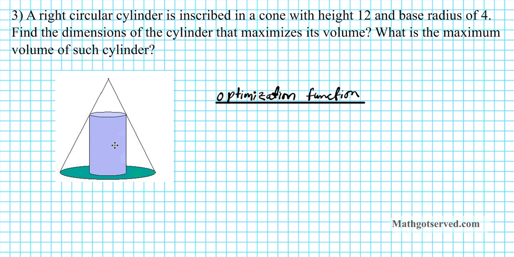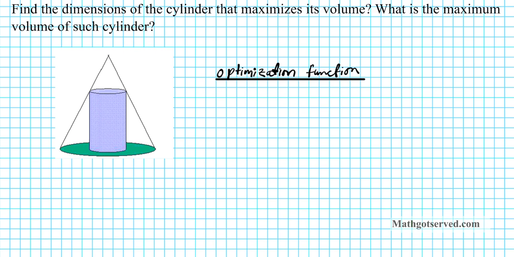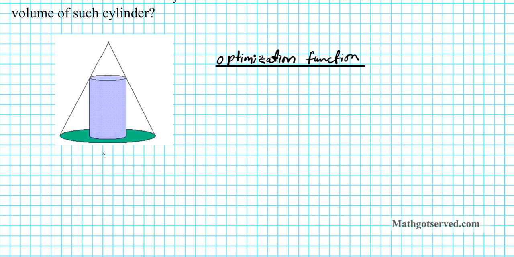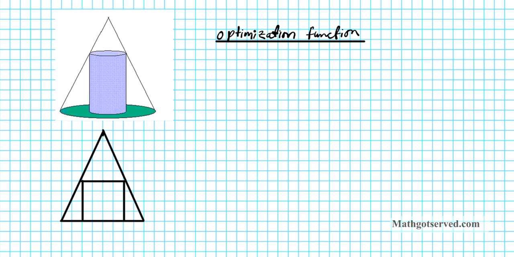So I'm going to create a 2-dimensional replication of this situation right here. In 2 dimensions, this is the cylinder right here. That's the cross-section representation of this situation, sliced down the middle. So this is the cone, and this is the cylinder. Let's say the height of the cylinder is y, and we're going to call the radius of the cylinder x.